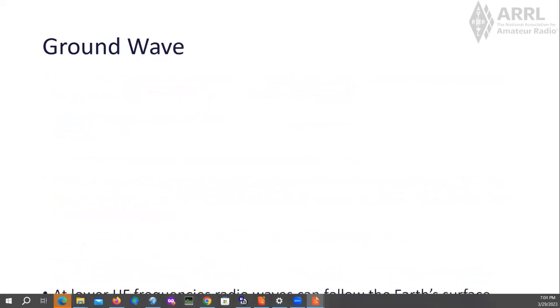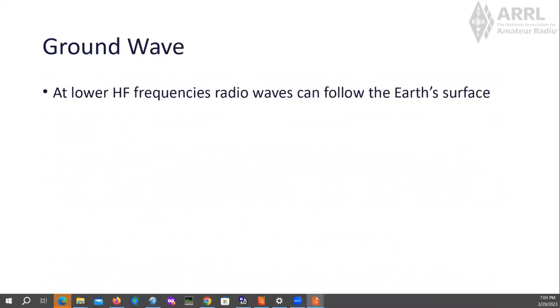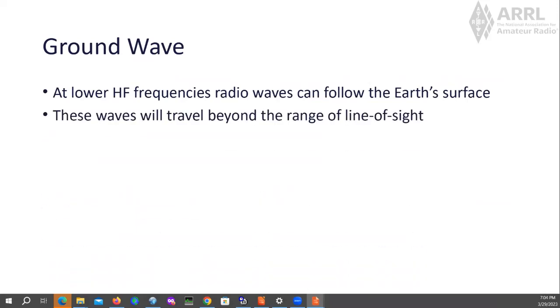Ground wave. At lower HF frequencies, radio waves can follow the Earth's surface. These waves travel beyond the range of line of sight. Range, a few hundred miles. That really depends on power. The primary one that I think of with ground wave is the AM broadcast band.